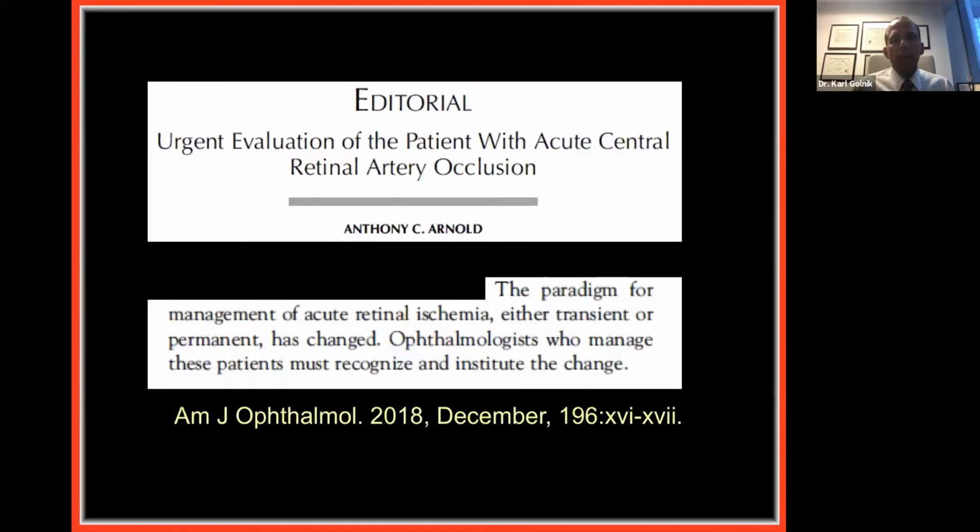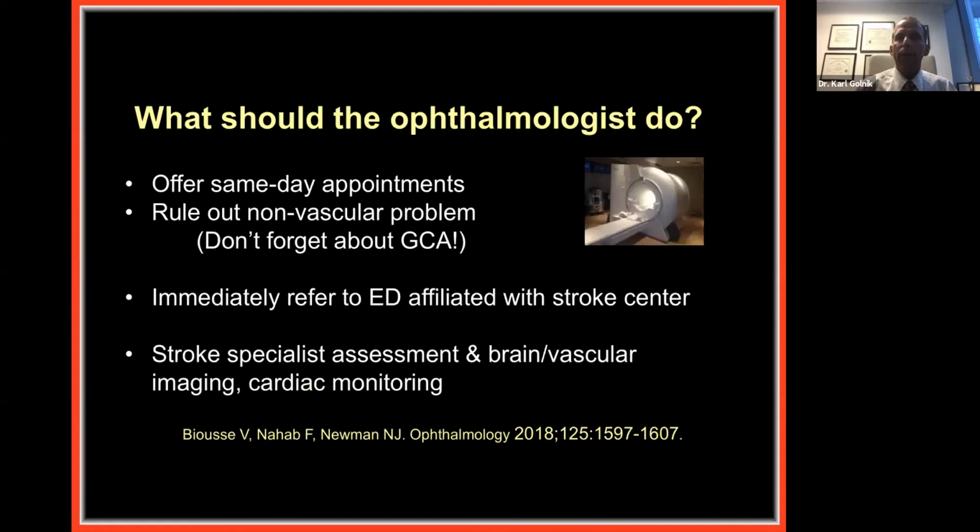And in a very recent editorial, a little more than a year ago, a good friend of mine, Tony Arnold, from the University of California, Los Angeles, wrote this editorial for the American Journal of Ophthalmology about the urgent evaluation of the patient with acute central retinal artery occlusion. And basically, he said, the paradigm for management of acute retinal ischemia, either transient or permanent, has changed. Ophthalmologists who manage these patients must recognize and institute the change. And probably everybody listening to this webinar, all ophthalmologists, will see patients with transient monocular visual loss. So what should the ophthalmologist do?